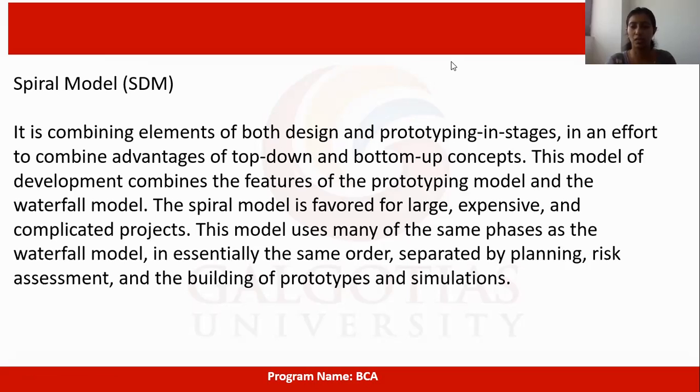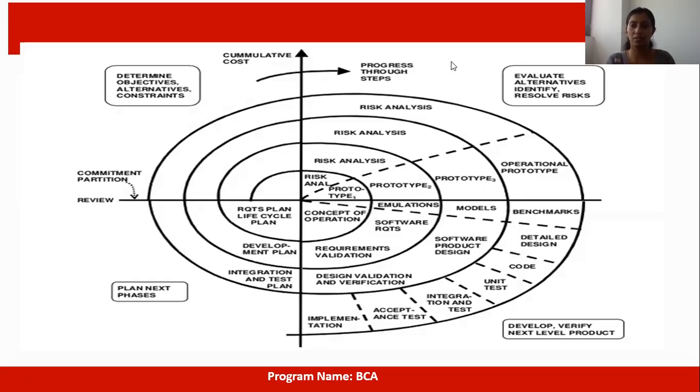This model uses many of the same features as the waterfall model in essentially the same order, separated by planning, risk assessment, and the building of prototypes and simulations. So this is the overall diagrammatic representation of this. Here we have the determination of the objectives, alternatives, and constraints. We have to pass through various sorts of risk analysis. Then we have the prototype model. Each and every time we will have to make a prototype model and show it to our customers, and after they agree to it, we move on to the next one.